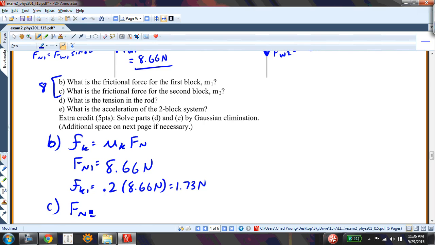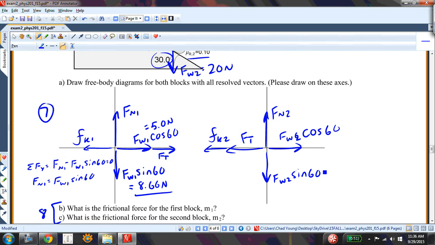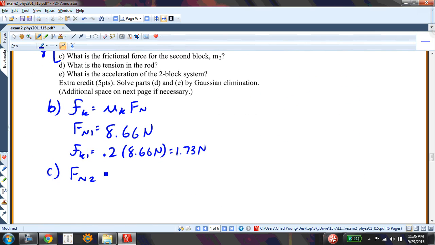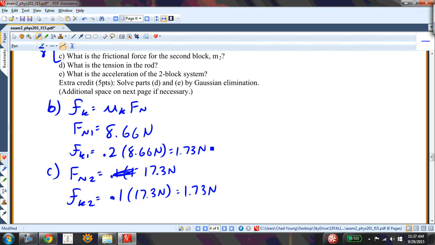I need to find Fn2. In the same way that I found it there, it's equal to my Fw2 sine 60, which is 20 times sine of 60, so 17.3 newtons. And then Fk2 is 0.1 times 17.3 newtons, so that's 1.73 newtons. So even though they have different mu's, because they have different normal forces, they have the same frictional force.